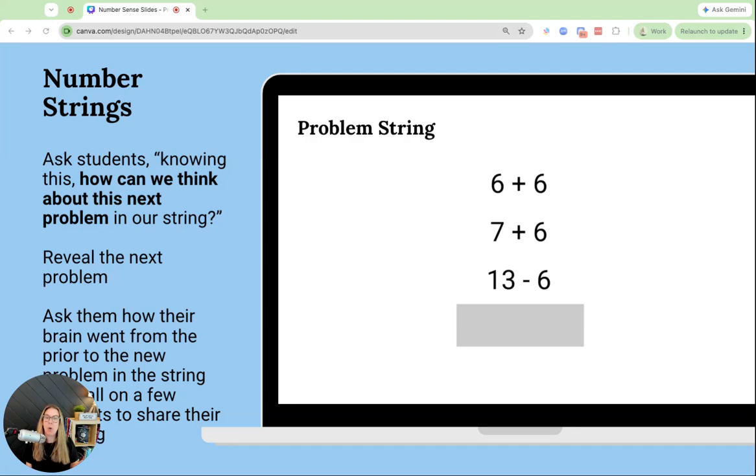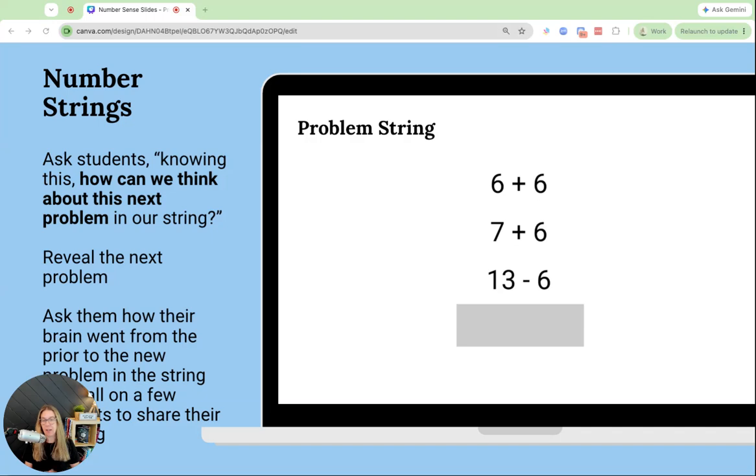But again, we don't want a lot of students, they are going to be tempted to say 13, 12, 11, 10, 9, 8, 7. But we want to help them build that fluency. We want to help them build that, okay, if 7 plus 6 is 13, then 13 minus 6 must be the other number. That must be 7, right? Ask them how their brain went from the prior to the new problem in the string. Call in a few students to share out their thinking. How can we get there?